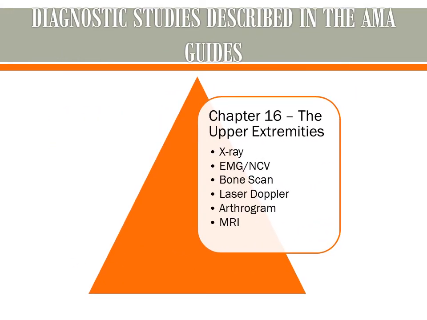What about Chapter 16? Chapter 16, the upper extremity chapter, talks about some of the following studies. X-ray studies, EMG and CV studies, that's nerve conduction velocity testing, MRI studies, bone scan, laser Doppler studies for assessing vascular integrity, and arthrogram studies. So quite a few diagnostic studies are described in the AMA guides.